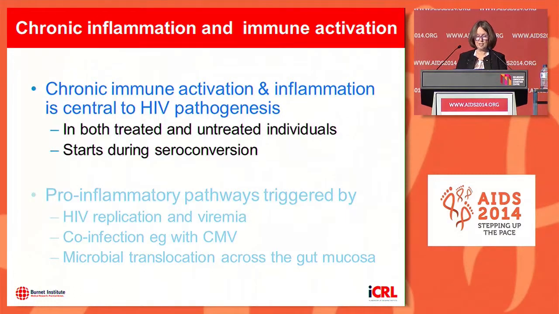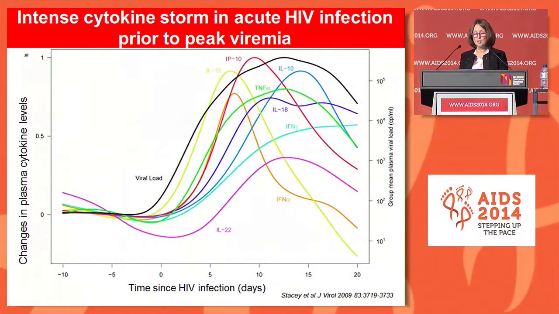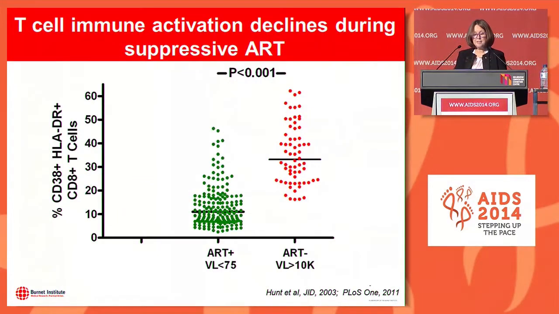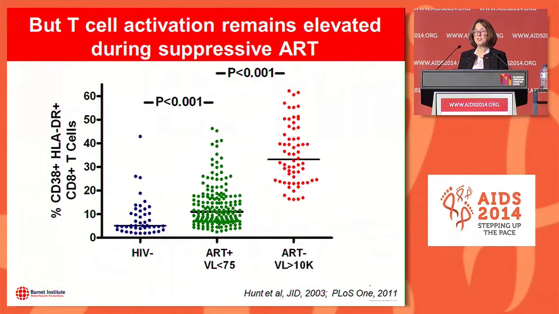This actually starts during seroconversion, when there's an intense cytokine storm with elevated plasma levels of a number of cytokines, including pro-inflammatory cytokines such as TNF. This is accompanied by intense T-cell activation, and T-cell immune activation declines over the period of time when suppressive ART is provided. However, it's important to note that even though there's this dramatic decline in T-cell activation, shown here with CD8 positive T-cells, we find that the levels never really reduce to the same level that we see in uninfected individuals.